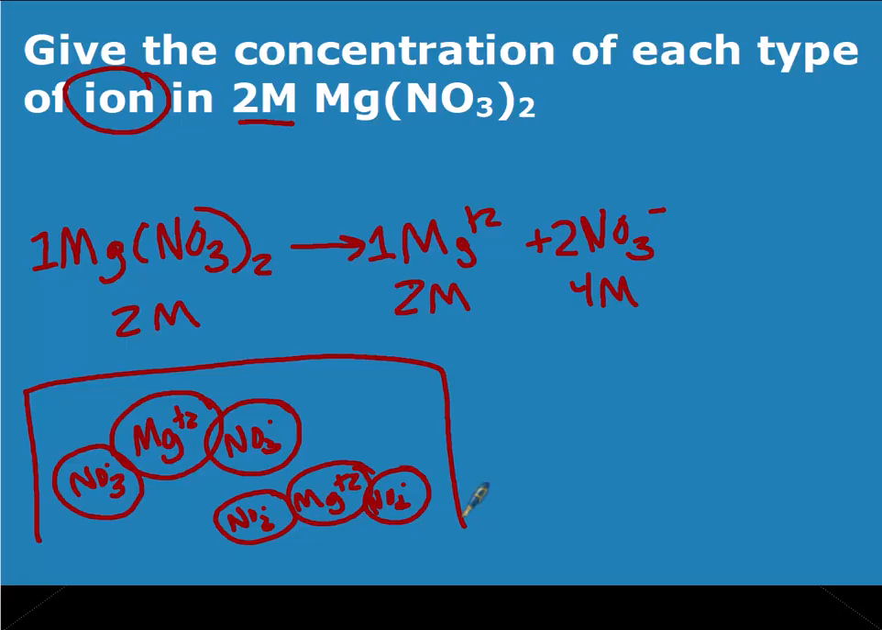So here's a picture representation of that. If we had our magnesium, notice there's 1 magnesium ion and then 2 nitrates. And then over here, same thing, 1 magnesium and 2 nitrates. So when it is in solution, the magnesium, I would have 2 magnesiums, and then I would have 4 nitrates.